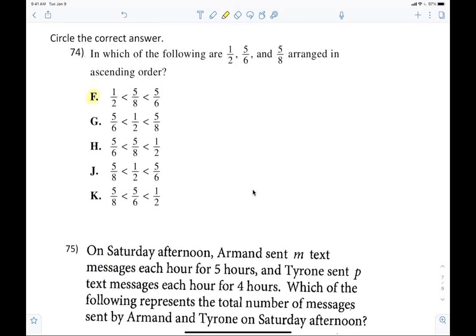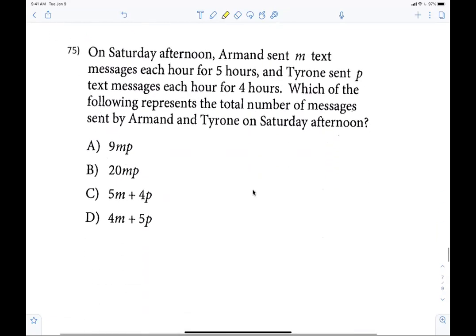Is ascending going up? Okay, so up means small to large. Descending means going down, which means high to low. All right, so we're clear. All right, 75, read it.